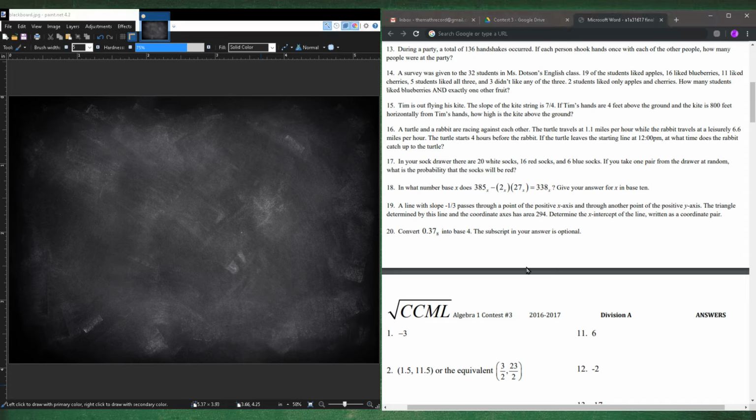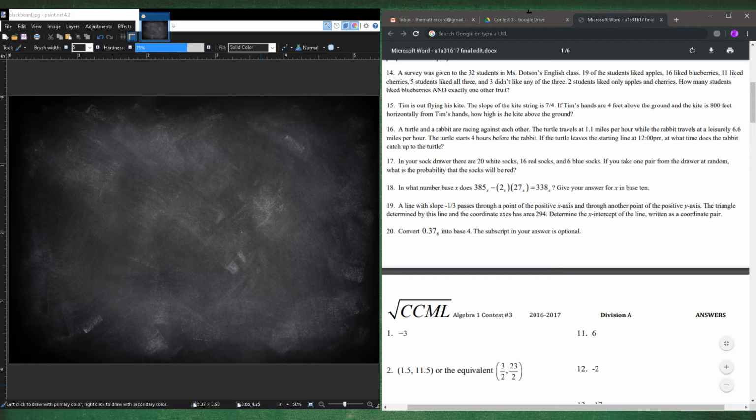Question 20. Convert 0.378 into base 4. The subscript in your answer is optional. So let's convert this to base 10 first.